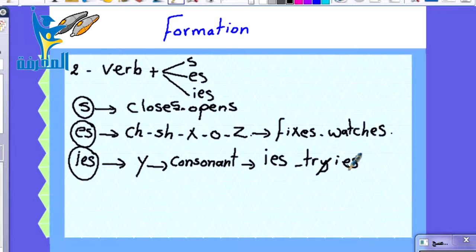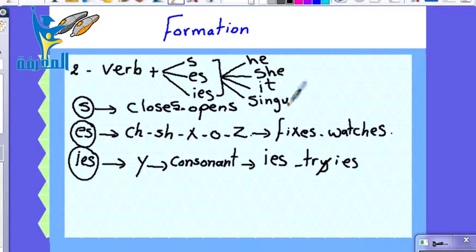But before we discuss some examples, we shall know when we put the verb plus S, ES and IES. That will be if we have pronouns like he, she, it, and of course the singular noun. If we have a singular noun, we shall put a verb plus S, ES or IES.